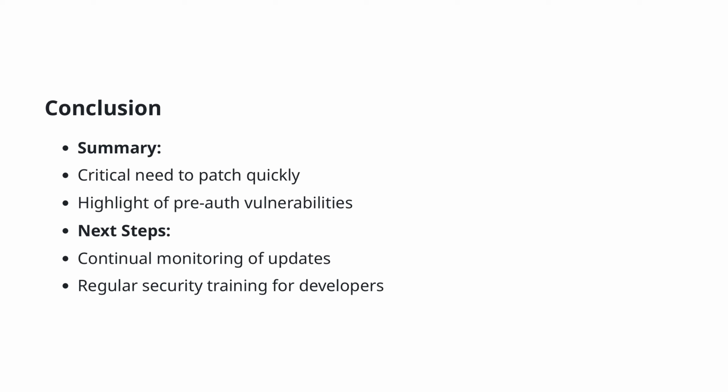In conclusion, what we've covered emphasizes the importance of prompt patching, especially in addressing pre-auth vulnerabilities that can be severely exploited if left unaddressed. Moving forward, it's imperative to maintain continual monitoring of updates to stay ahead of potential threats. Regular security training for developers is also essential to ensure they are equipped with the necessary knowledge to implement secure coding practices effectively. By integrating these practices into your processes, we aim to strengthen security resilience and reduce exposure to vulnerabilities.